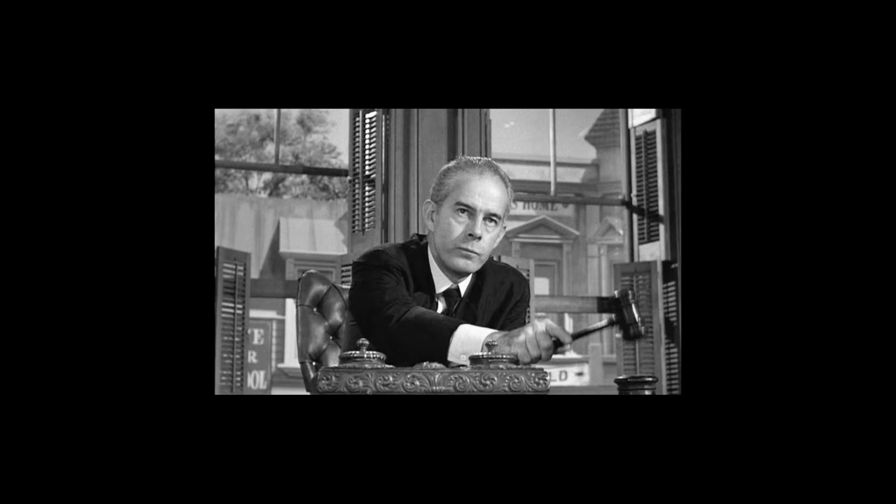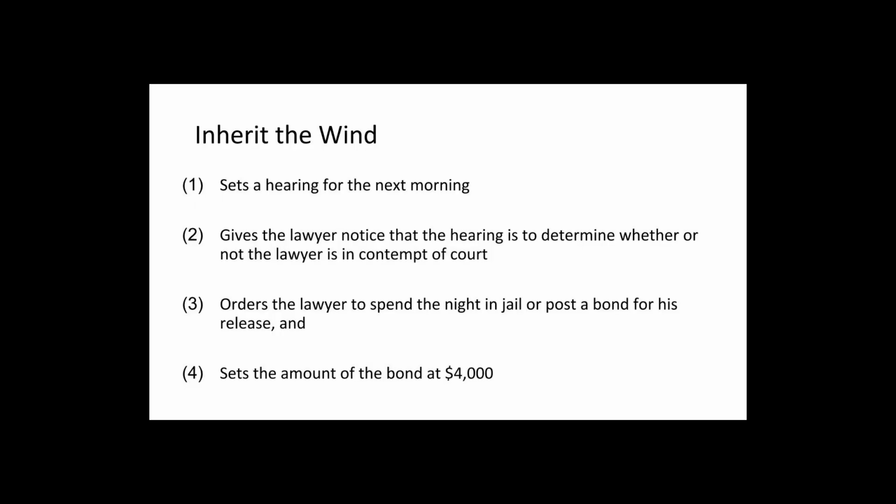He does 4 things. 1, sets a hearing for the next morning. 2, gives the lawyer notice that the hearing is to determine whether or not the lawyer is in contempt of court. 3, orders the lawyer to spend the night in jail or post a bond for his release. And 4, sets the amount of the bond at $4,000. The lawyer does not spend the night in jail because somebody pays the bond money. And the lawyer comes to court the next morning and apologizes to the judge. And the judge lets it go.